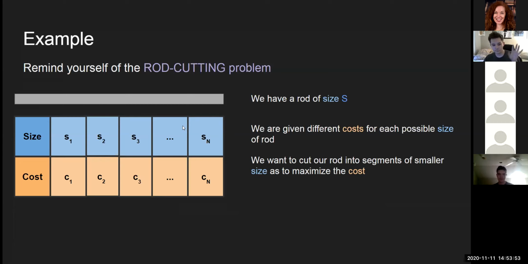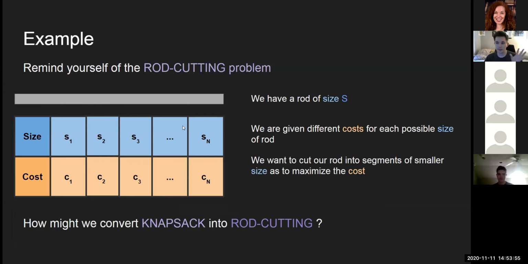Now I want to give you a second to think about the idea of converting the knapsack problem into the rod cutting problem. So take a moment and maybe write down some stuff and think about it. Give it a moment and try to think about how you might do it. If you come up with something, feel free to put it in chat or shout.